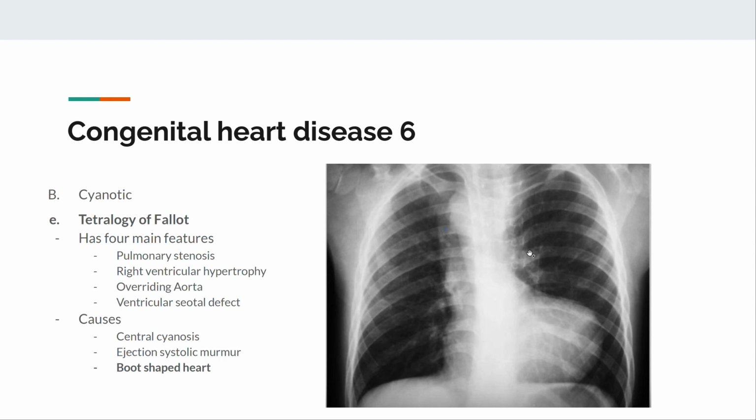So tetralogy of Fallot. This is probably the one that, if it's going to be assessed, it will be assessed, because they really like this one for some reason. There's four main features. You get pulmonary stenosis, right ventricular hypertrophy, an overriding aorta, and a ventricular septal defect. So those are the four things, tetralogy, four. So there's four more things that are going wrong.